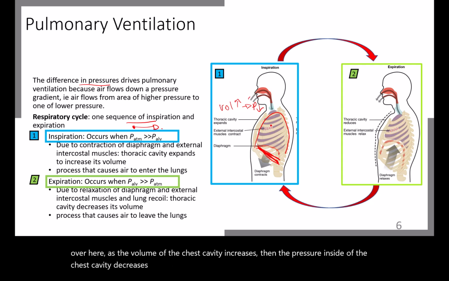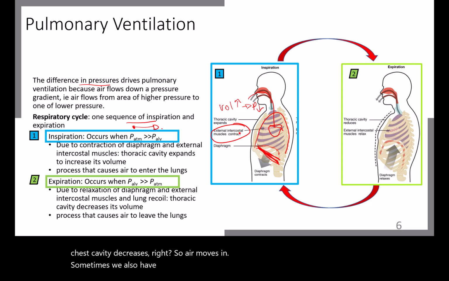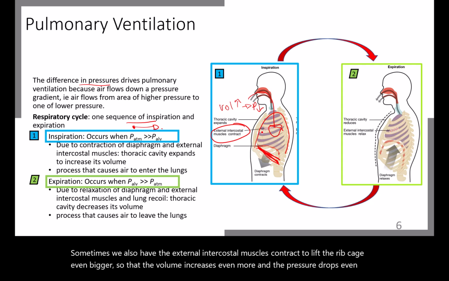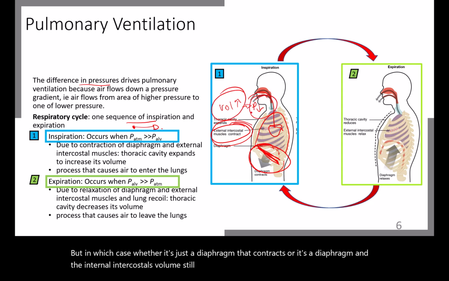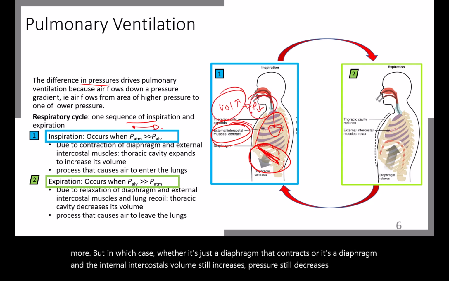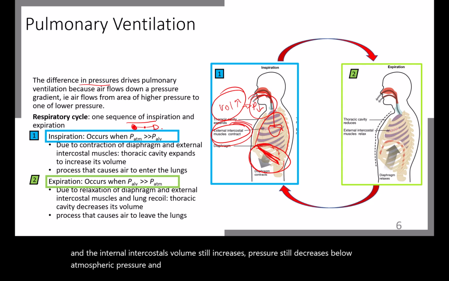So air moves in. Sometimes we also have the external intercostal muscles contract to lift the rib cage even bigger, so that the volume increases even more and the pressure drops even more. But in either case, whether it's just the diaphragm that contracts or the diaphragm and the external intercostals, volume still increases, pressure still decreases below atmospheric pressure, and so air moves from outside to inside the lungs.